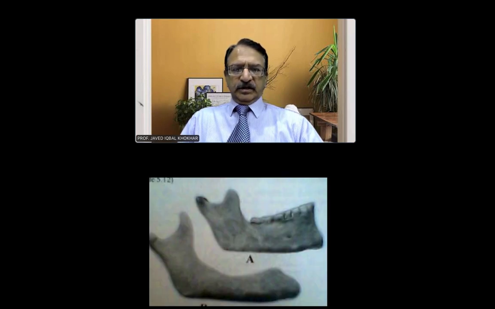So this is a picture. In the upper mandible, the foramen is in the middle, so it is of a middle-aged person. Whereas in the lower one, the alveolar ridge has been resorbed, and the foramen is at the upper border level. And this is an X-ray showing the mental foramen in the middle.